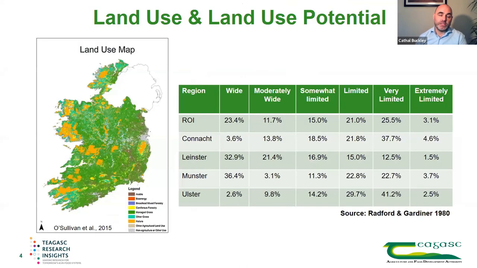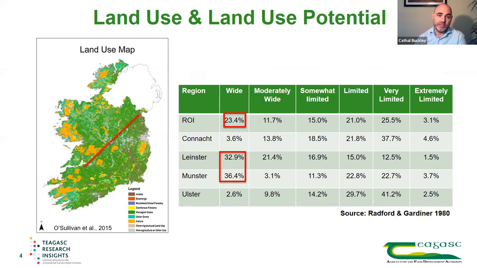So I just want to take a minute to talk about land use and land use potential. I know some of the previous webinars have covered this in detail, but the table is taken from the 1980 soil survey from Redford and Gardner, and the figure that's highlighted in red essentially says that across the Republic of Ireland, just over 23% of the land is what's classified as wide land use potential based on the soils and drainage class. So essentially there's no limitation of what can be grown on that land.